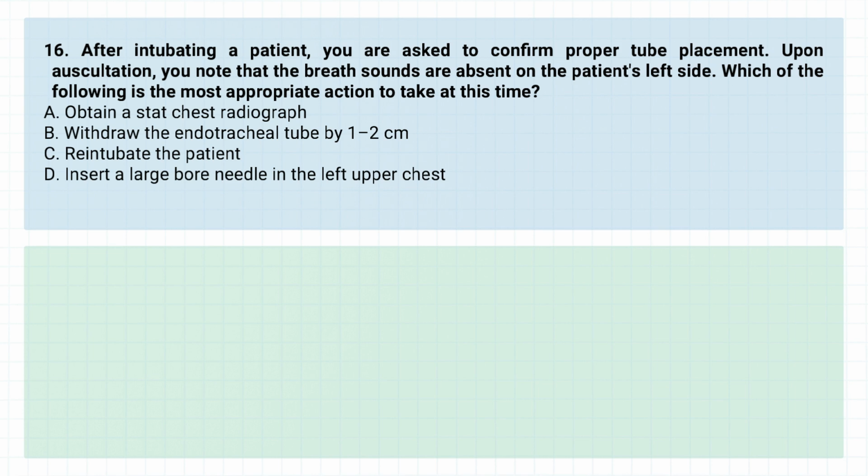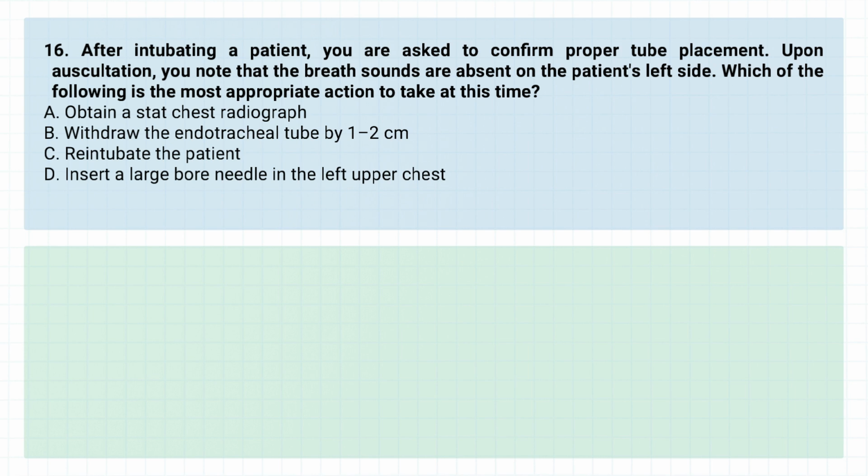A. Obtain a stat chest radiograph. B. Withdraw the endotracheal tube by 1 to 2 centimeters. C. Re-intubate the patient. D. Insert a large bore needle in the left upper chest.